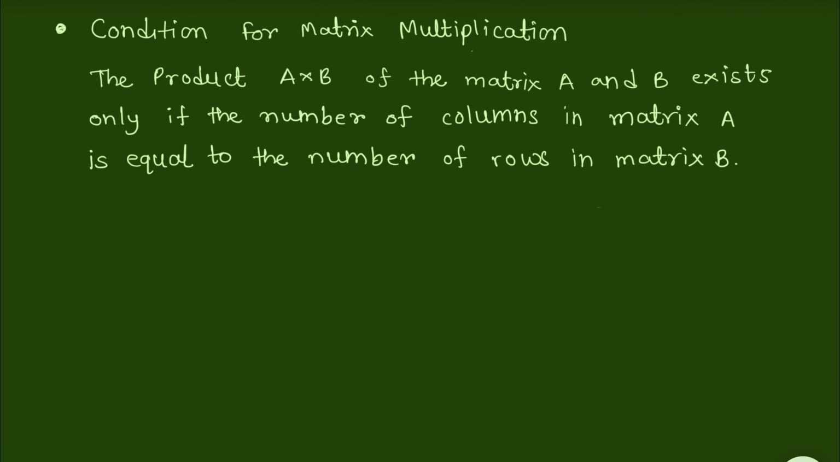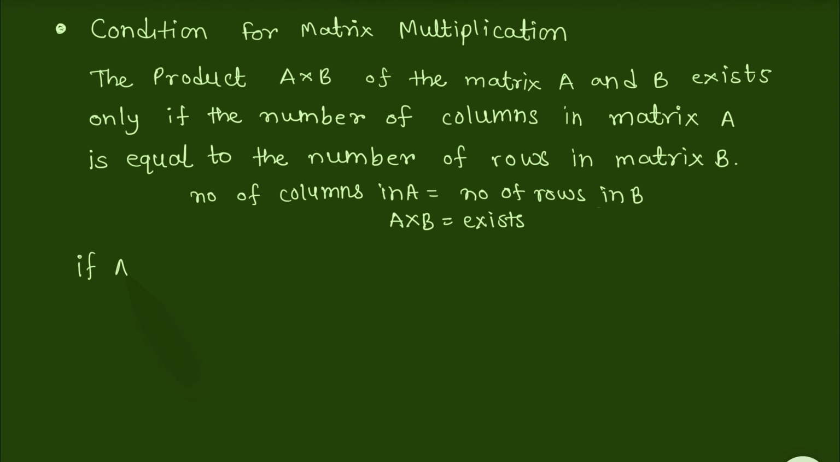Now, the condition for matrix multiplication: the product A times B of the matrices A and B exists only if the number of columns in matrix A is equal to the number of rows in matrix B. If I write the condition in short, where the number of columns in A is equal to the number of rows in B, then the product A cross B exists.